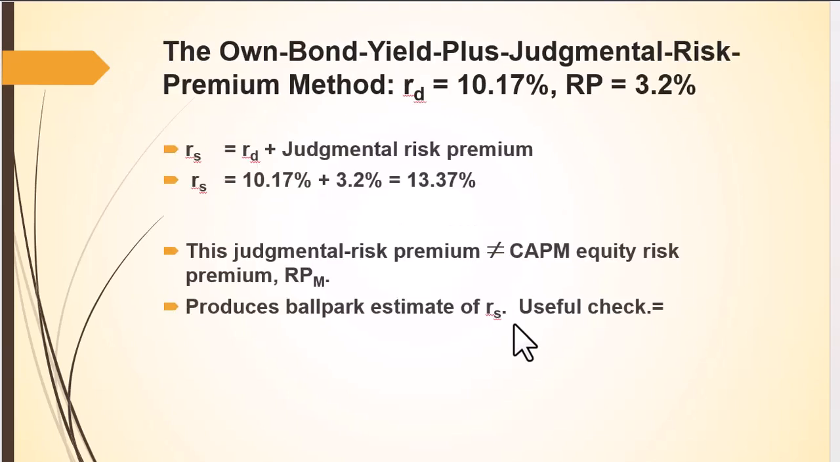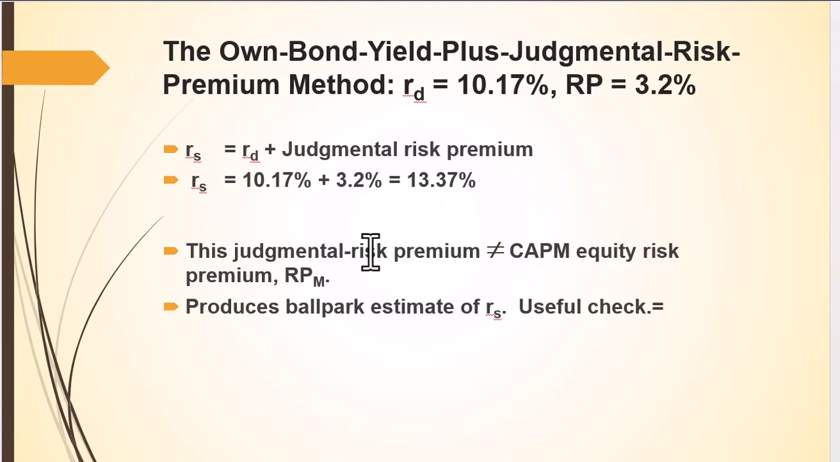One other thing to add, there are other ways to calculate required return. One of the ways we can use is what's referred to as your own bond yield plus some kind of risk premium adjustment. And this is your judgment, right? It's what you think it should be. So in this case, if we have a yield to maturity on this bond of 10.17%, and management gets together and says, we think that the stock should earn about 3.2% more, we can end up with this 13.37.